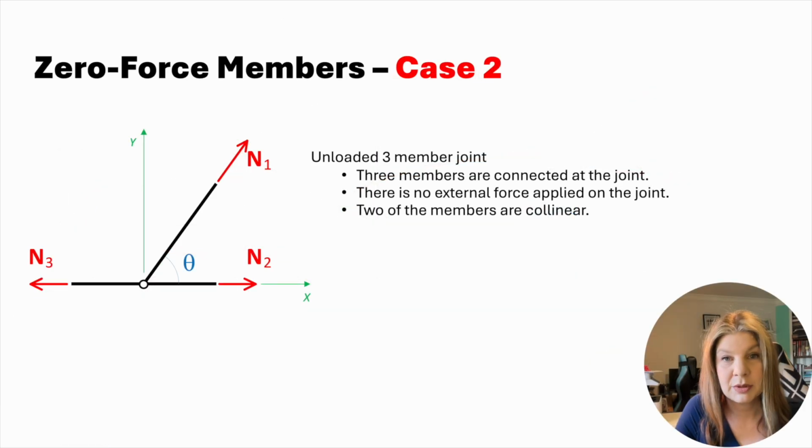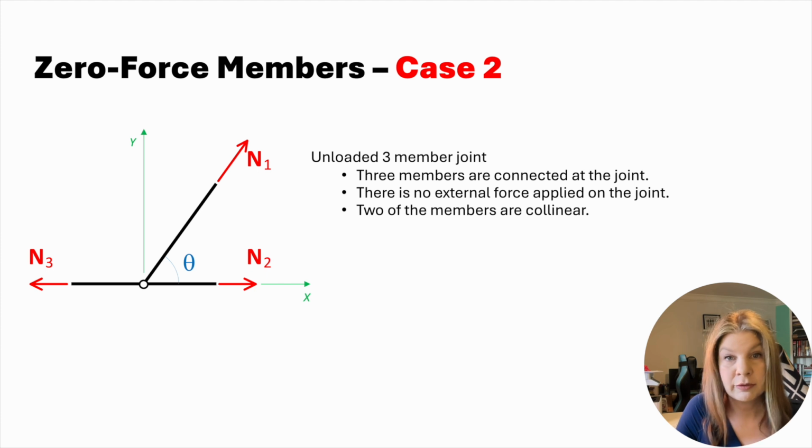Let's look at case number 2. Case number 2 occurs when we have an unloaded joint, but this time with 3 members. But what is important here is that 2 of those members are collinear. So 3 members at the joint, 2 are collinear, and no external forces.